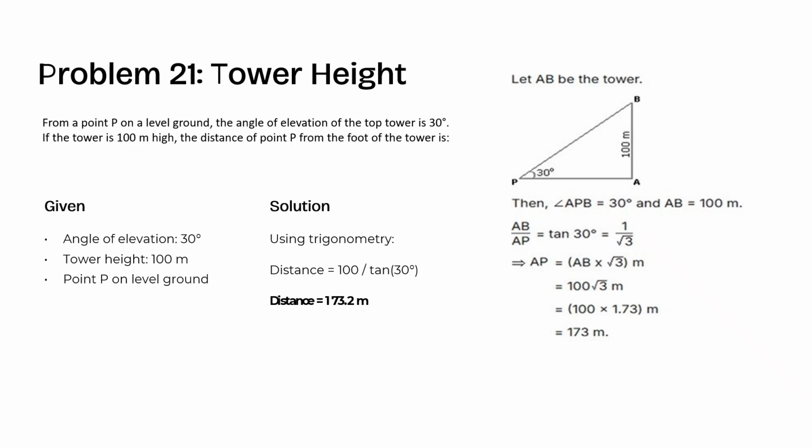M is the distance; we need to mention M. M is meter. AB the value is given, 100, into square root of 3 M. So 100 into 1.73, where 1.73 is the square root value. At last, 173 m. So 173 meters is the distance. This is the answer that we need to find. So we are moving on to the second problem.